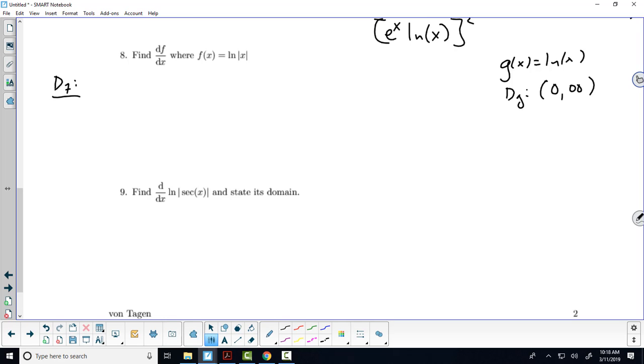But what's going on here? What do you say, Derek? What's going to be the domain of this function here? Dalton, what do you... Sorry. Derek, answer the question.